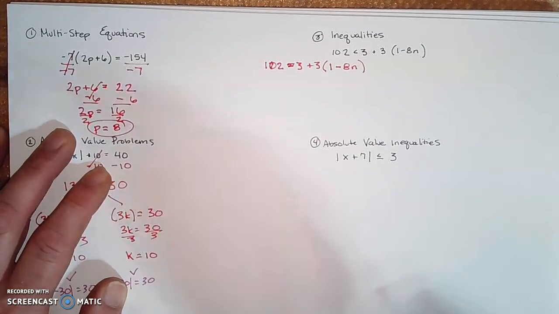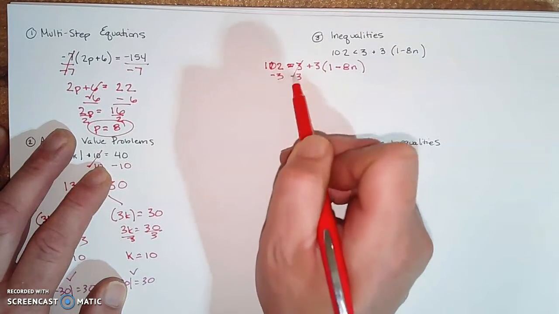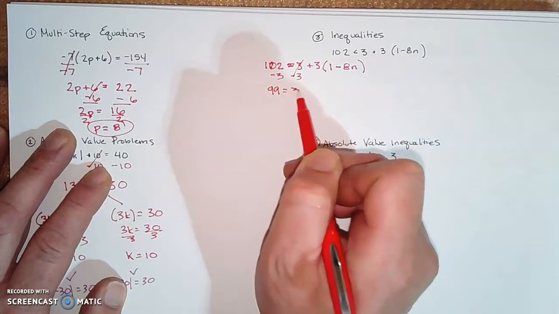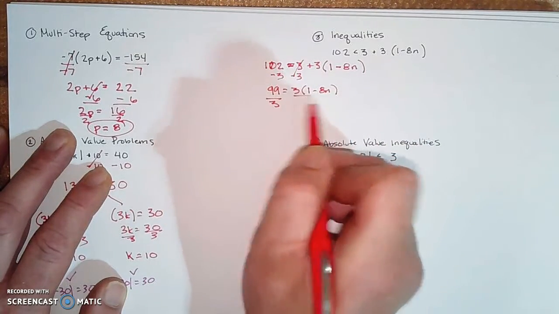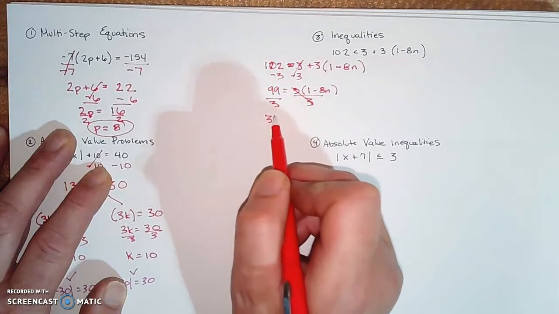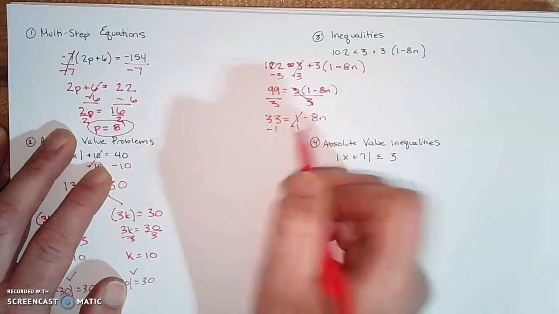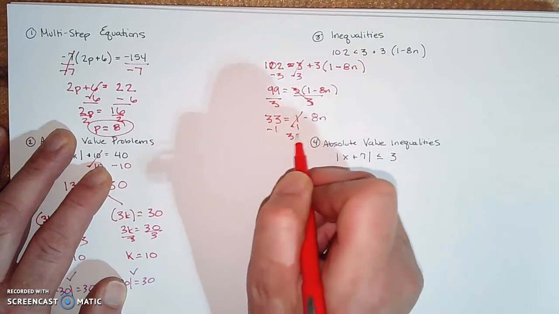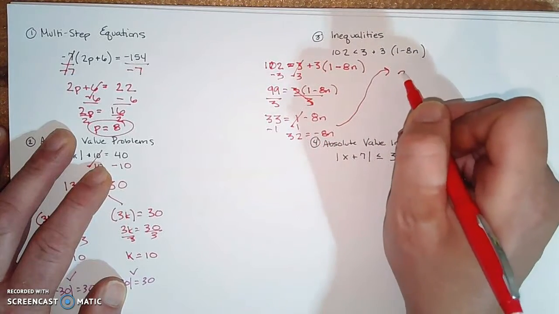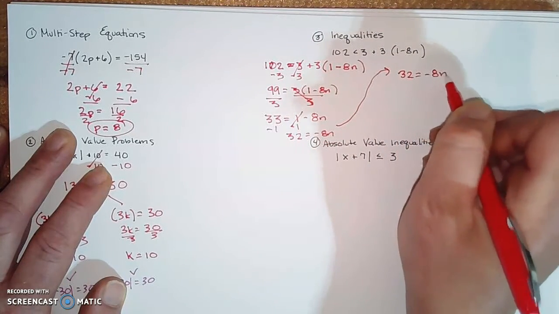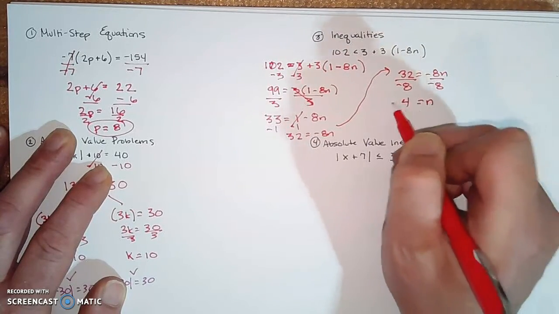I'm just going to solve this equation right now. So I'm going to subtract 3 from both sides. 99 equals 3 times 1 minus 8n. Then I'm going to divide both sides by 3. 33 equals 1 minus 8n. Subtract 1 from both sides. And I got 32 equals negative 8n. I'm going to bring this up over here so I have it. Divide each side by negative 8. And I got that n equals negative 4.